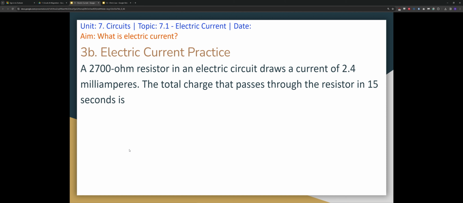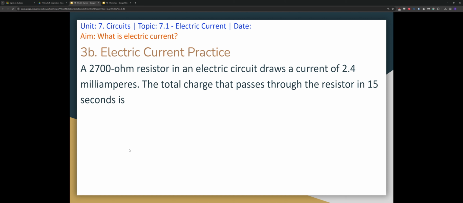Now, moving on to the next question right here. A 2,700 ohm resistor. That's something you don't have to worry about right now. It's something called resistance, but we're going to talk about resistance next topic. It draws a current of 2.4 milliamperes. The total charge that passes through the resistor in 15 seconds is what?